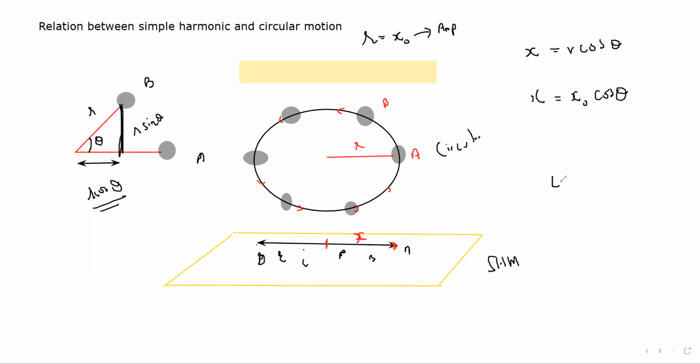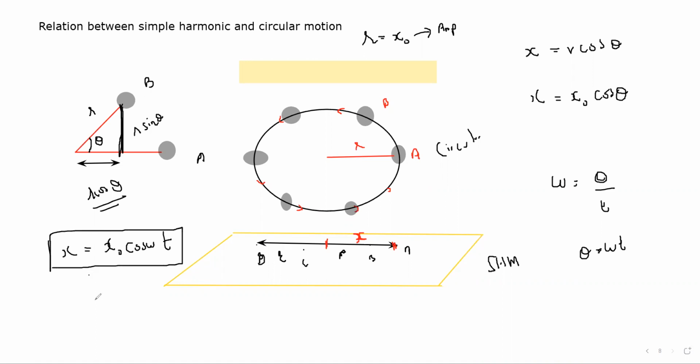And we know the formula omega is equal to theta divided by t. So theta is equal to omega t. So in place of theta, what can I write? I can write omega t. So I can say the displacement of an object which is performing a simple harmonic motion is given by x naught, the amplitude, cos omega t. So that is the formula to get the displacement.